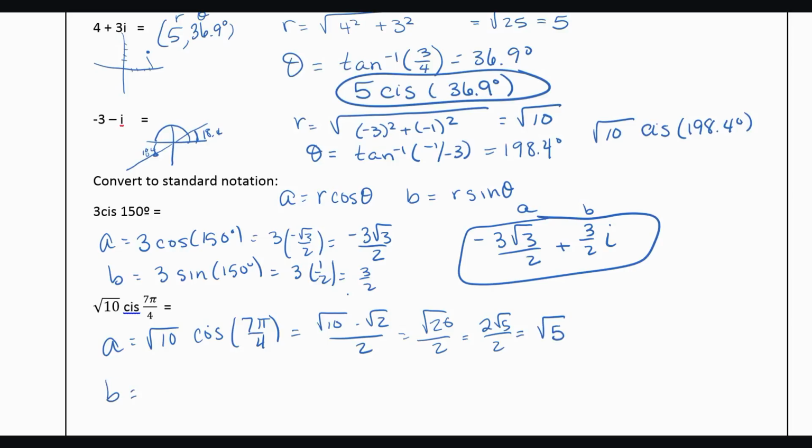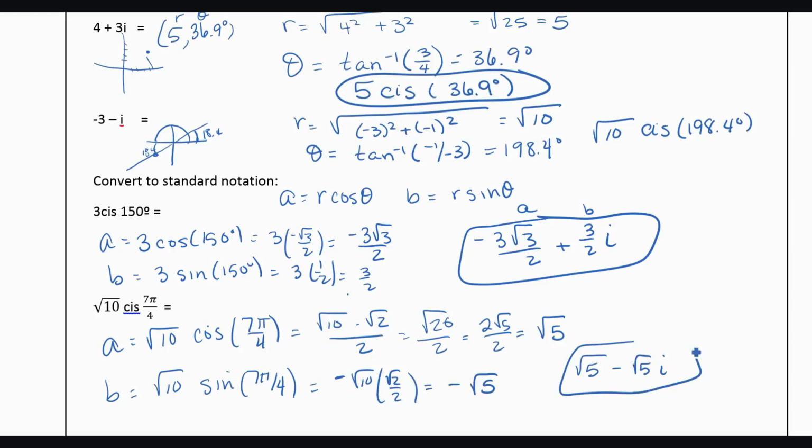So this would just be square root of 5. And then b is going to be square root of 10 sine of 7 pi over 4, which is negative square root of 2 over 2. So we'll have negative square root of 10 times square root of 2 over 2, and this will give us negative square root of 5. So here we would write this as square root of 5 minus square root of 5 i. Okay, so that's how we can convert between standard notation, a plus bi, and our trig notation, which you can think of as polar form for complex numbers.